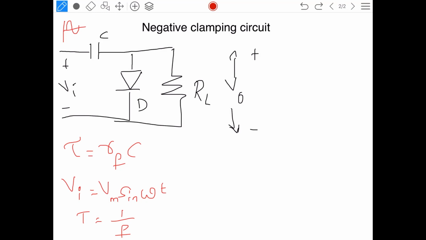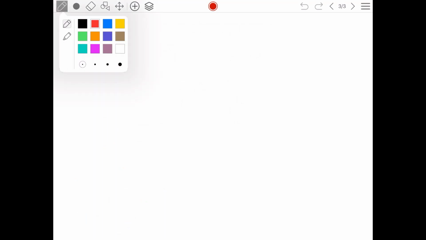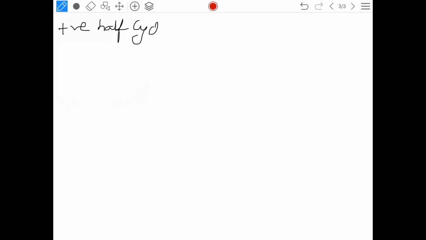Whenever I am applying, I am analyzing it in different cases. So, whenever I am applying the positive half cycle of the input, for any AC signal, the positive half cycle is half of its time period, correct. So the time is T by 2, correct.